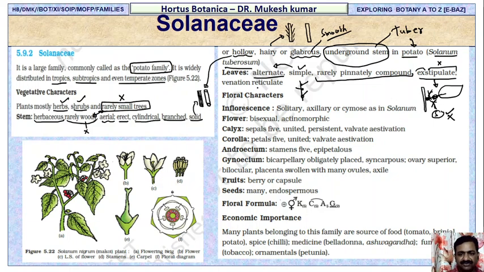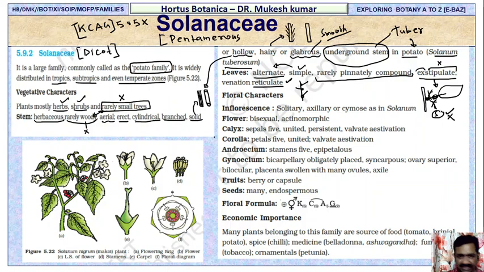Right? Now this is reticulate venation. You all know this is a dicot, and usually in dicots, which type of venation is there? Venation is reticulate, and you all know this is pentamerous. Okay, pentamerous. Pentamerous means, as I told you, the basic number of calyx, corolla, androecium and gynoecium will be either 5 or in multiples of 5. That's why it is called pentamerous, right?